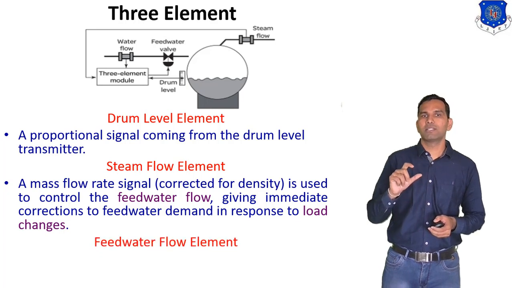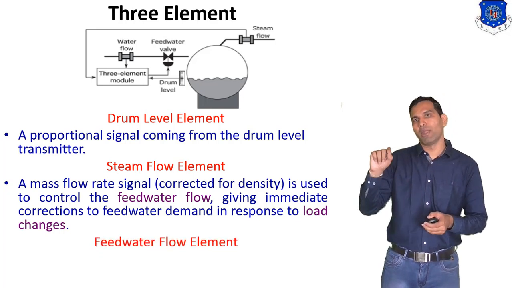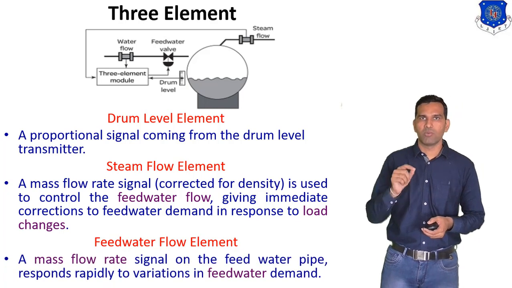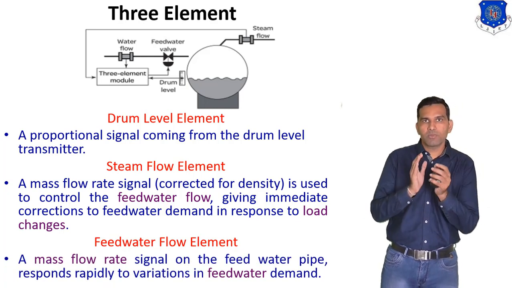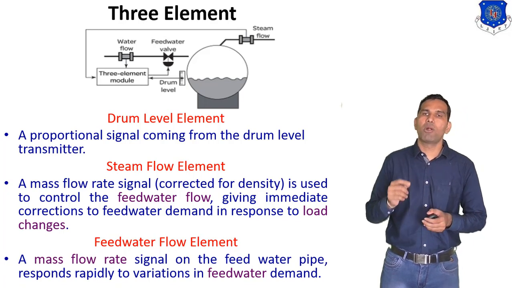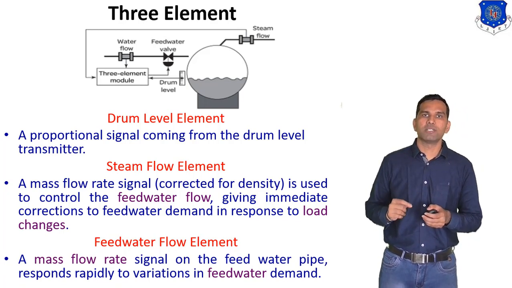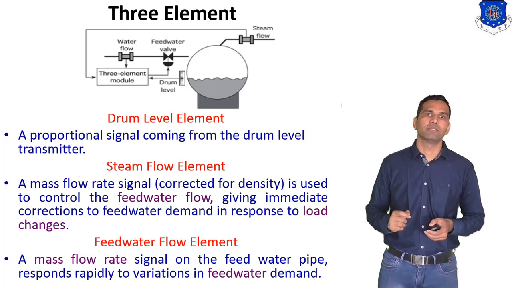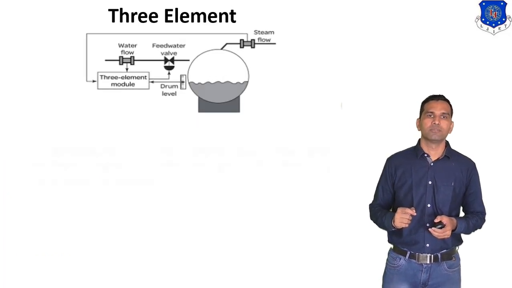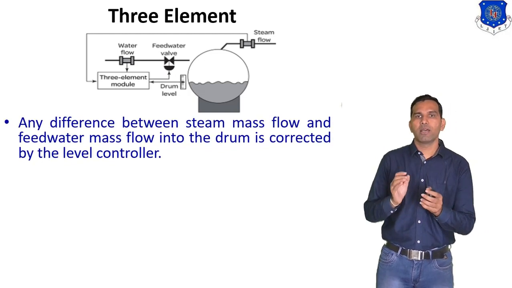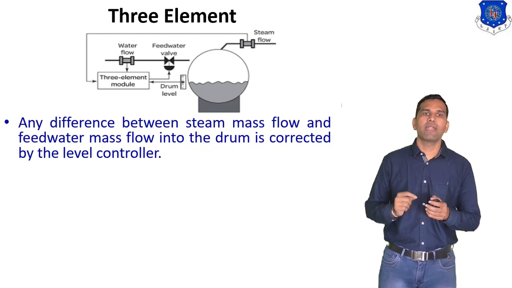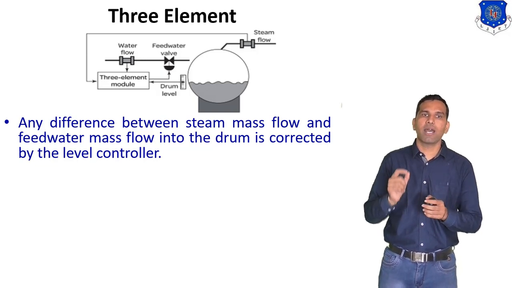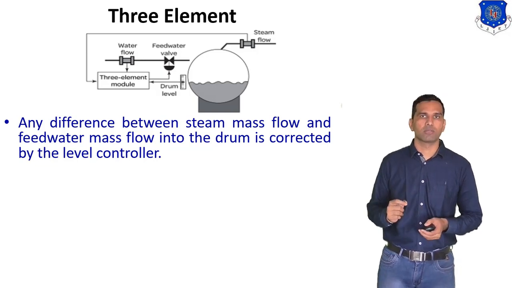And the last one is the feed water flow element, that we added here. So what is the function of this? We understand, a mass flow rate signal on the feed water pipe responds rapidly to variation in feed water demand. Any difference between the steam mass flow and feed water mass flow into the drum is corrected by the level controller.